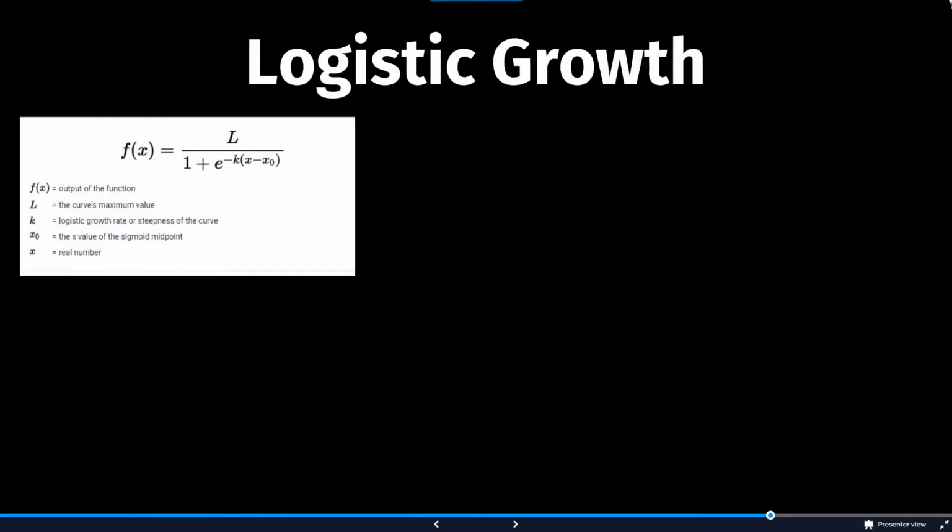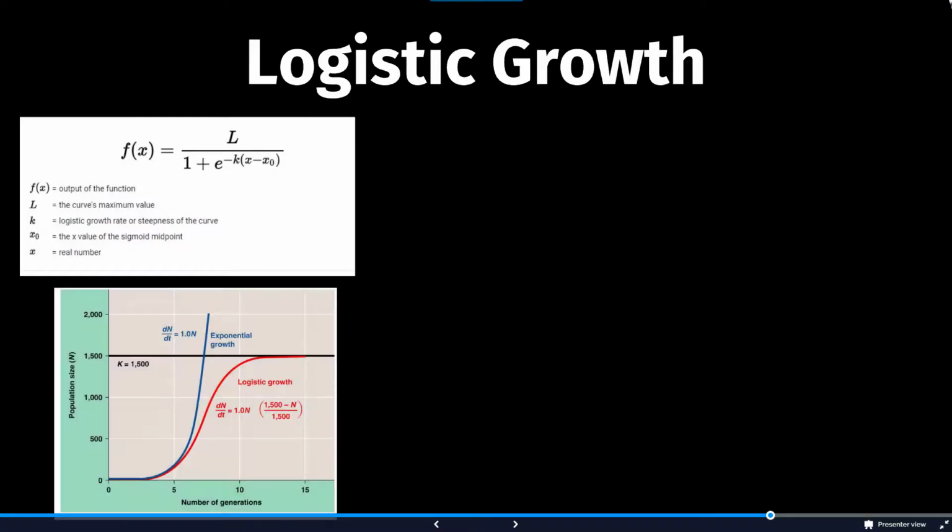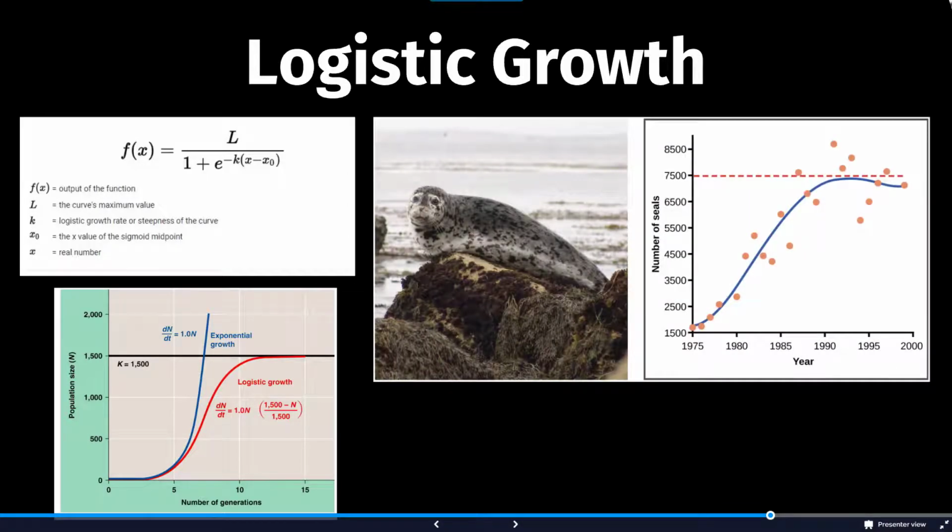Another type of descriptor for growth in a species is logistic growth. In this particular example, we've got the equation there for you to reference, but if we take a look at the exponential growth in the blue line in the figure down below, in comparison to the logistic growth, which is in the red line, we see that despite the fact that there can be the same growth rate, eventually that tapers off within logistic growth. And that's because of the fact that we have something called a carrying capacity.